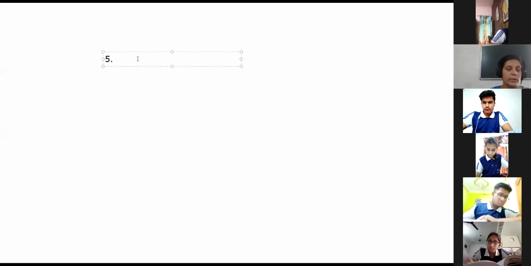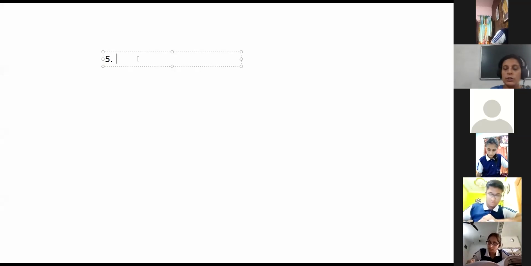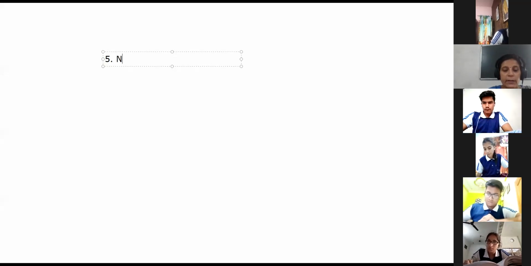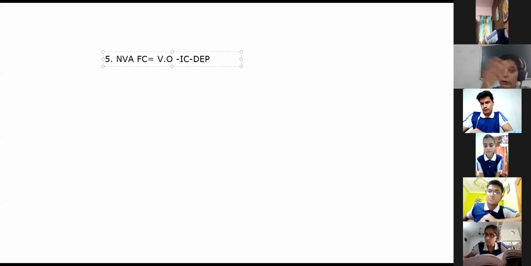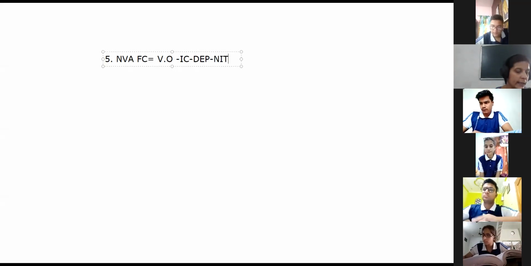So see this question number 5 now. So here value of output is being asked. So we'll write this in the horizontal form. See this, NVA at FC is equal to value, I'm writing in a short form, value of output minus intermediate consumption. Okay, then we will write minus depreciation. I'm writing the whole formula, not writing what will come after this, and minus NIT. ठीक है, ये आपका आता है N by subtracting all these things.